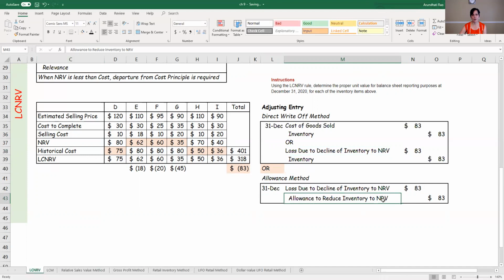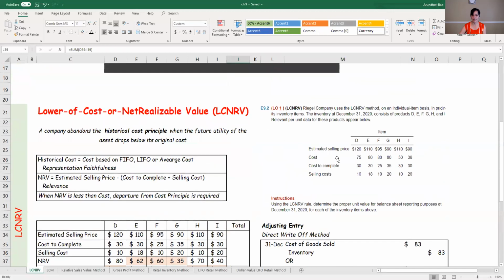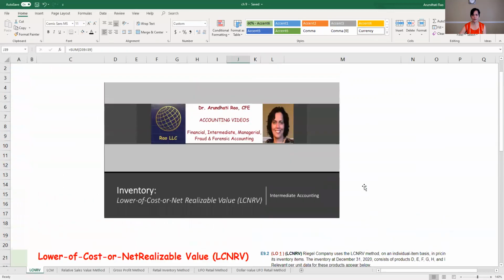That is similar to what you would do with your bad debt accounts if you have the allowance for doubtful accounts. So companies have one of two ways. Either way, I want to reduce my inventory by $83 to reflect the lower of cost or net realizable value. I'm doing this on an individual item basis. It could be done for inventory as a whole. It could be done in many different ways if I group my inventory, if there's some logical way in which I want to group my inventory. Again, in this particular exercise, I looked at individual items because this is what the exercise asked me to do.